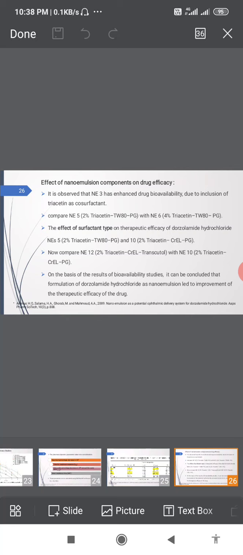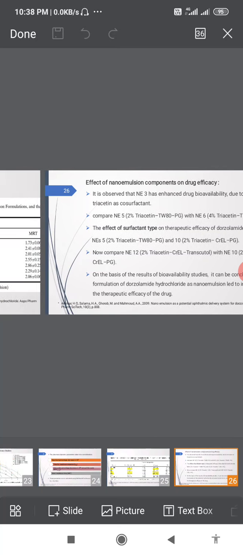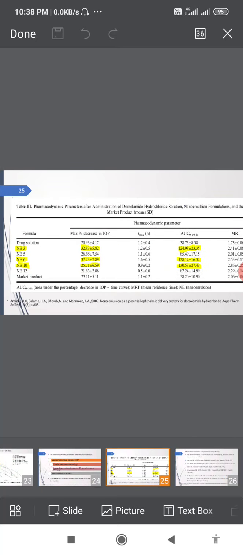Now we see the effect of surfactant type. Now compare nanoemulsion 5 and nanoemulsion 10. Nanoemulsion 5 has Tween 80 and nanoemulsion 10 has Cremophor EL. As we can see here, nanoemulsion 10 has a prolonged effect and maximum decrease in intraocular pressure. So we can say that Cremophor EL results in increased bioavailability and prolonged effect.